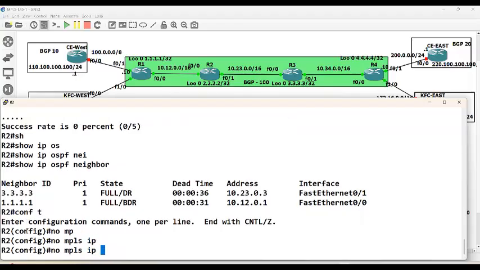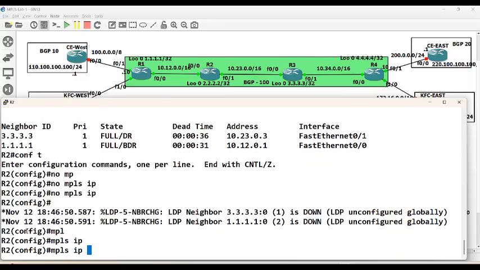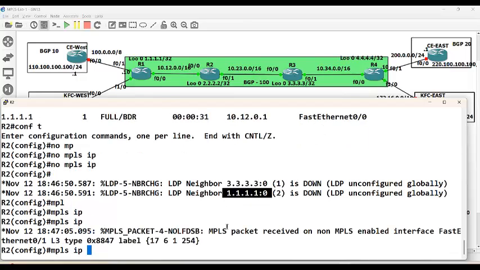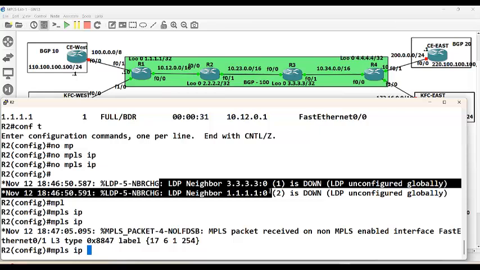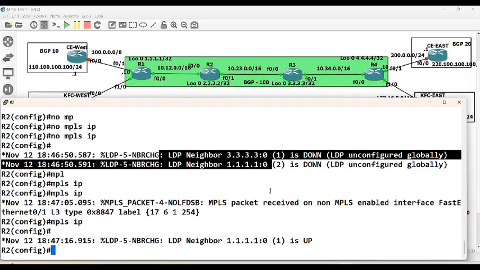Right. Now what I'm going to do is refresh MPLS. No mpls ip. And I'm saying mpls ip again. Listen carefully. When I remove MPLS, the neighborship between 3 and 1 got removed. It went down. What neighbor? The LDP neighbor. The MPLS neighbor has gone down. I'm putting MPLS back. With router 3, it will not form a neighbor. You see? It is not forming an LDP neighbor with router 3.